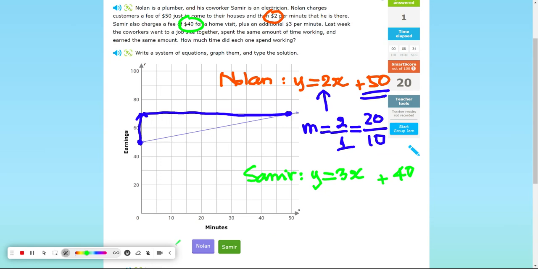So let's go and graph it. This is a slope equal to 3. So slope equals 3, so 3 over 1. But you can see you don't have up 3. How about you do up 30 over 10? Is that the same thing? Up 30 over 10.